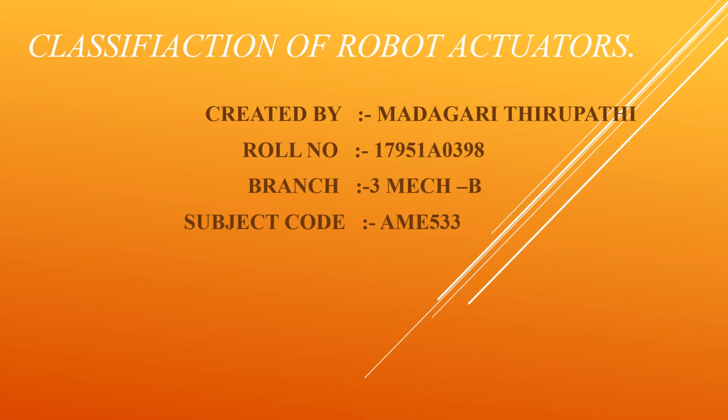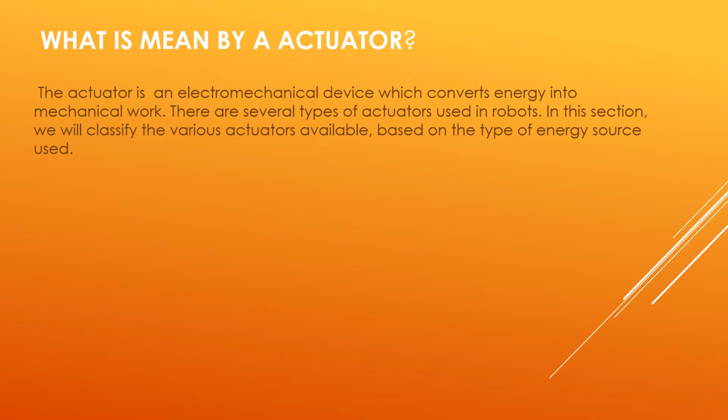Today I am going to explain about classification of robot actuators. What is meant by actuator? An actuator is an electromechanical device which converts energy into mechanical work. There are several types of actuators used in robots. In this section, we classify the various actuators available based on the type of energy source used.